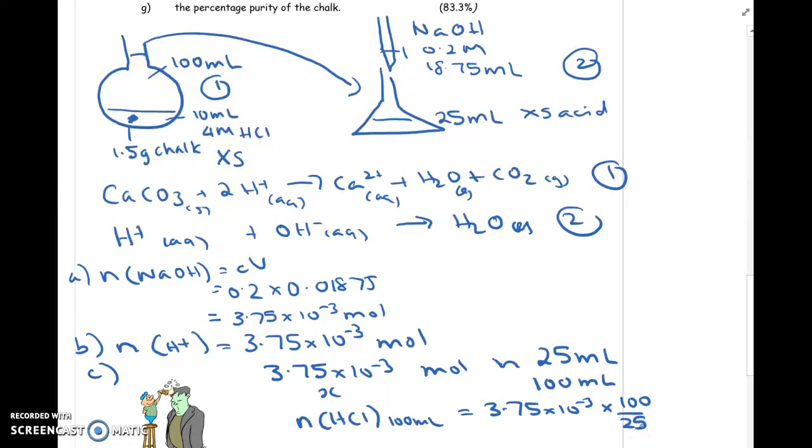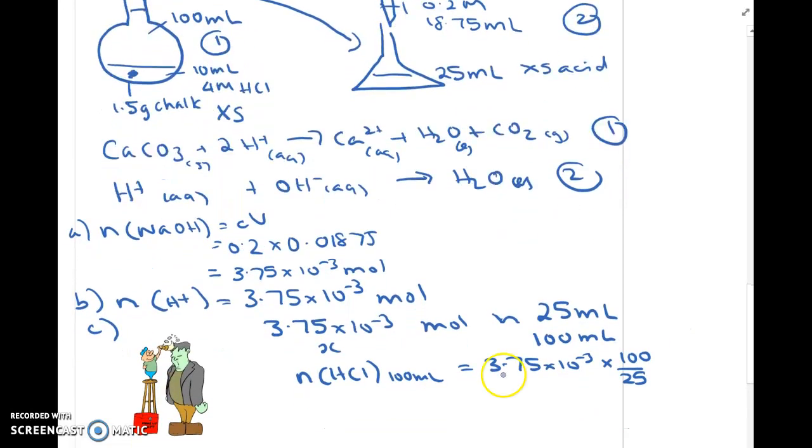Now you would expect there to be more because it's a greater volume. So this is why the 100 is on top, because it's a much bigger volume. So then this will come out to 0.015 moles in excess.